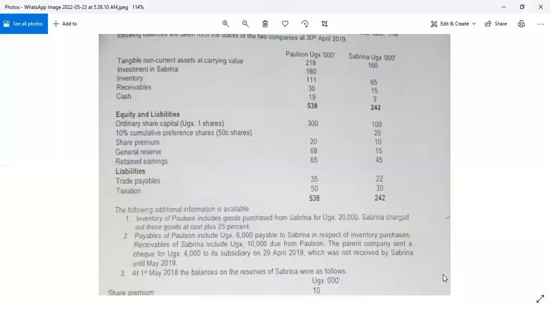So the first line is the tangible non-current assets, 218 and 160. Just add them together. I'll just use shortcuts when I'm writing them here. PPE. Okay, 218 plus 160. Did you have any items affecting the PPE? Did you see anything like fair value adjustment or anything like that? I don't think I saw anything. So you add 218 plus 160. Okay, then that's done. You move on. Next line.